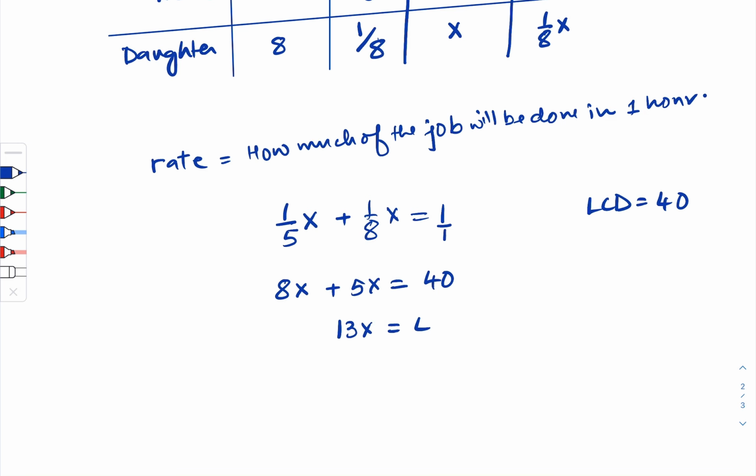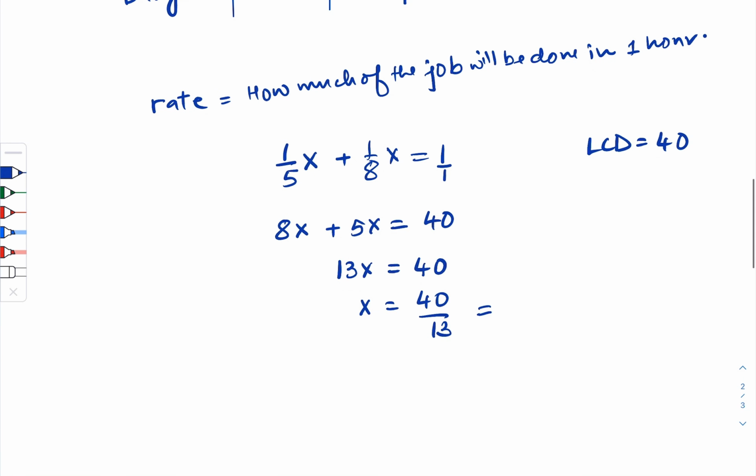So you get 13x is equal to 40, so x is equal to 40 over 13. If you convert this to a mixed number, 13 times 3 is 39, you get 1 left over, 1 over 13. So that's how many hours: 3 and 1 over 13 hours. That's how many hours it takes for the job to be done if the man and the daughter work together.